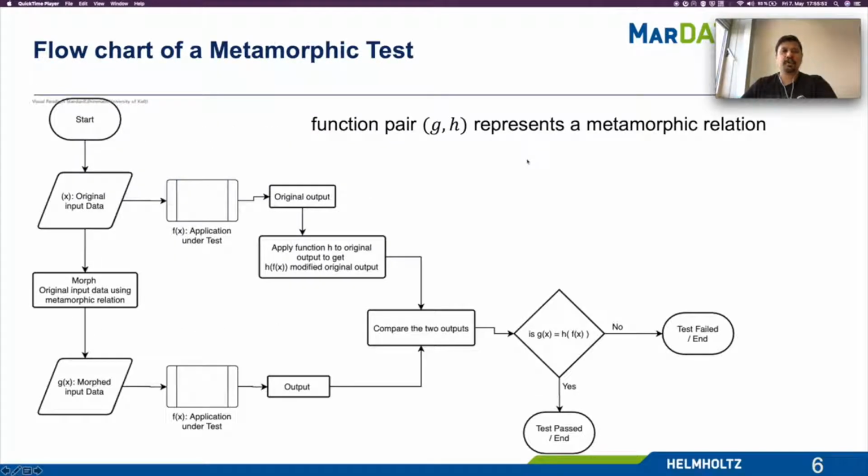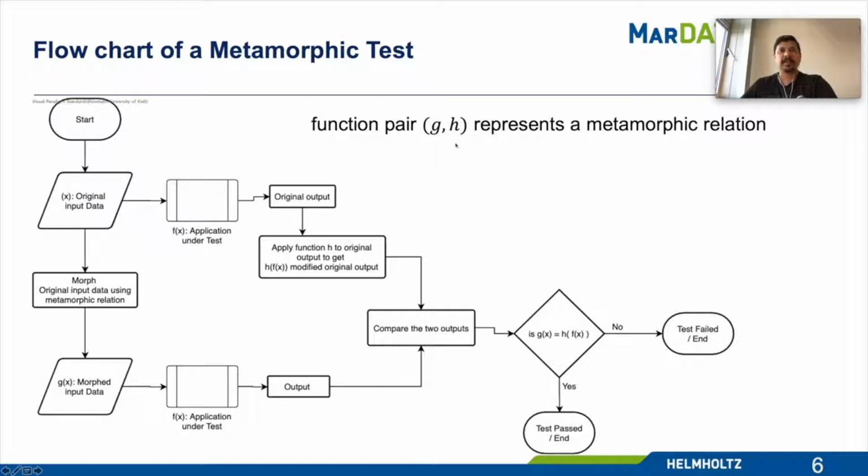Here is the flowchart of a metamorphic test. Let the pair of functions g and h represent the metamorphic relation. We take the original input data denoted by x. We apply the morphing to the original data based on the metamorphic relation to generate the morphed input data, which is denoted by g(x). We feed both of these into the application under test and get their corresponding outputs.